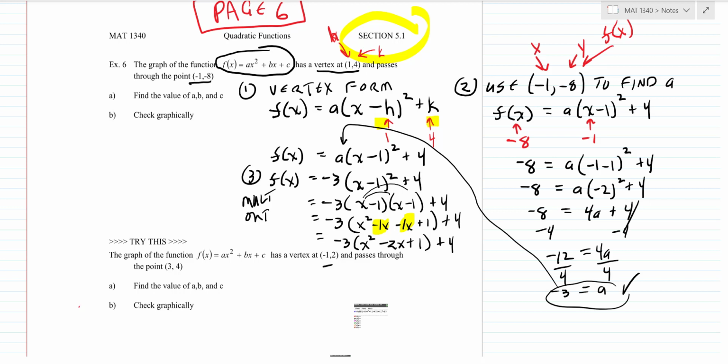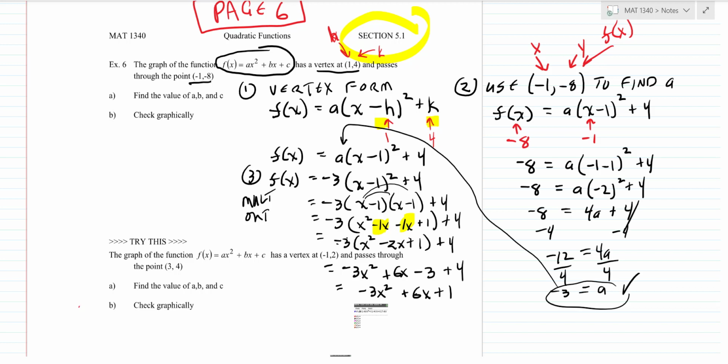All right. So we're going to have negative 3x squared. I'm just distributing. Negative 3 times negative 2 is plus 6x. Negative 3 times 1 is negative 3. Then the plus 4 comes down. I don't distribute the 4 because that's outside the parentheses. Now we're almost done. We have negative 3x squared plus 6x plus 1. That would be the multiplied out standard form of this function.